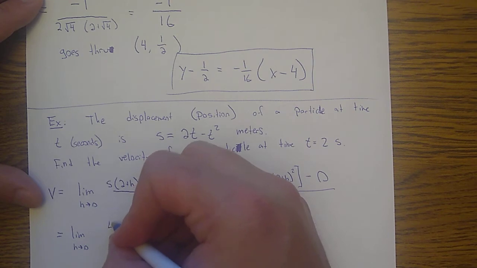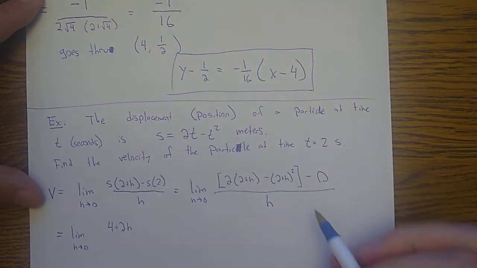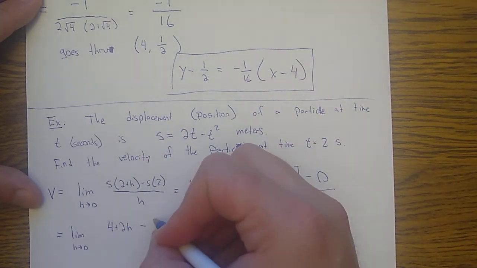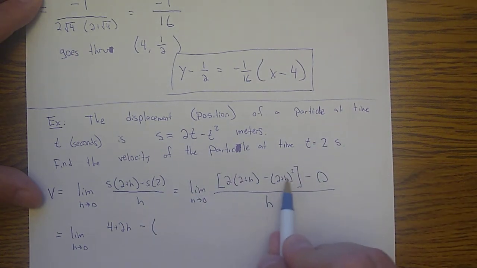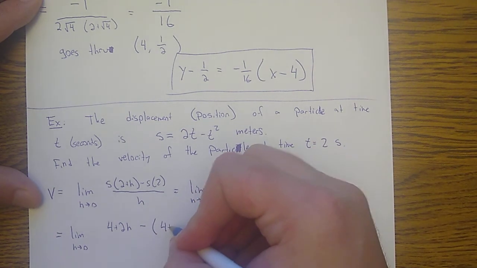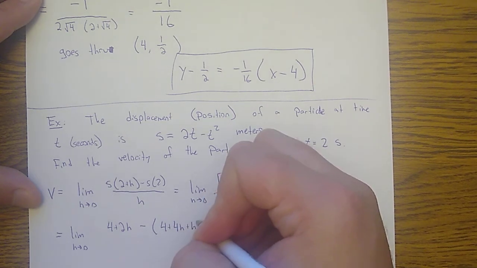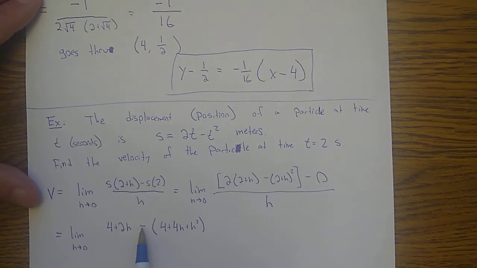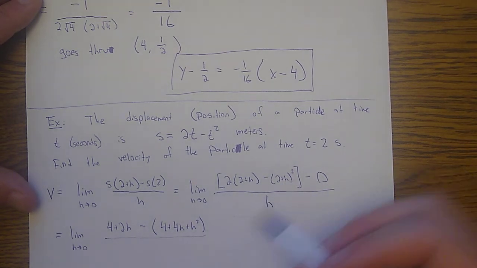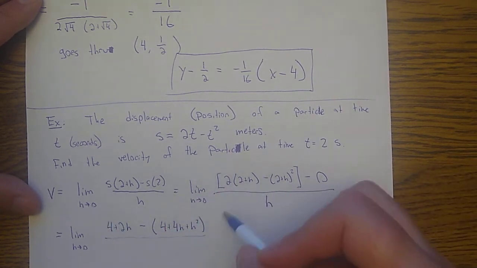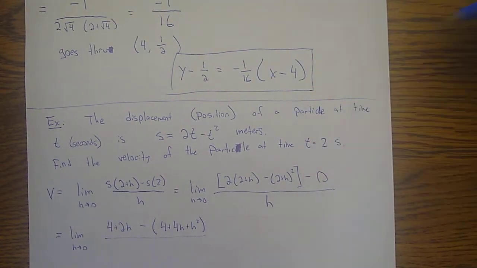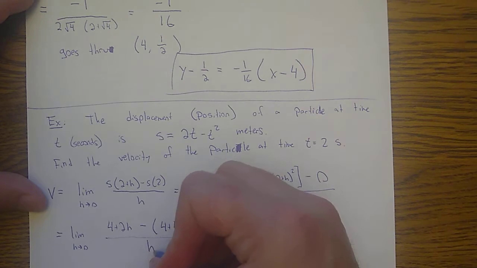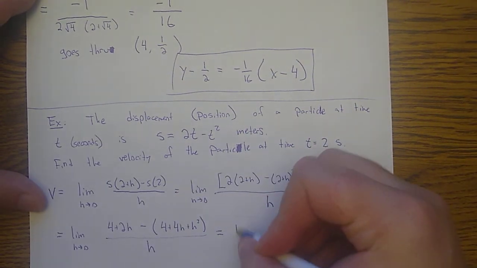So I've got 4 plus 2h minus, and let me put this in parentheses, because when I square this out, I'm going to get 4 plus 4h plus h squared, but I need to remember that this negative sign distributes through the whole thing. And then, I mean, I had brackets around this, but I don't really need brackets. The brackets weren't really doing anything. I was subtracting 0, which doesn't do anything. So I think I'm good like this.